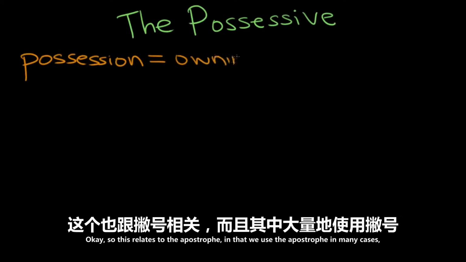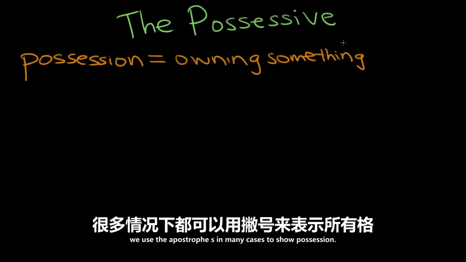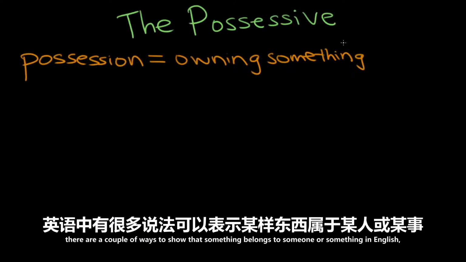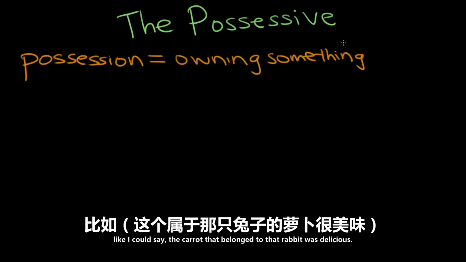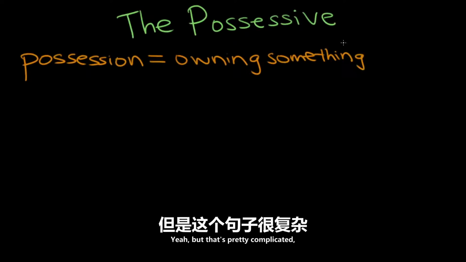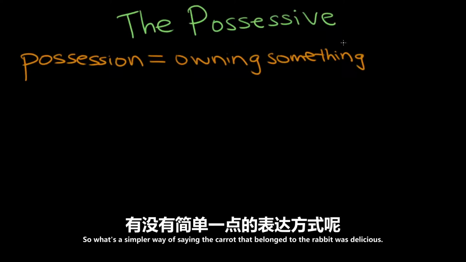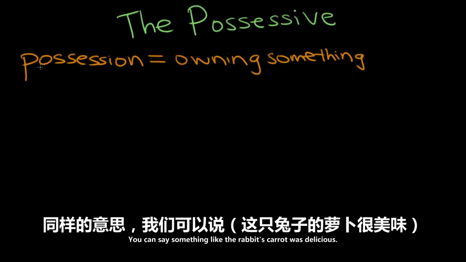Okay. So this relates to the apostrophe in that we use the apostrophe S in many cases to show possession, right? So there are a couple of ways to show that something belongs to someone or something in English. Like I could say the carrot that belonged to that rabbit was delicious. Yeah, but that's pretty complicated and can make sentences much longer than they need to be. So what's a simpler way of saying the carrot that belonged to the rabbit was delicious? You can say something like, the rabbit's carrot was delicious.